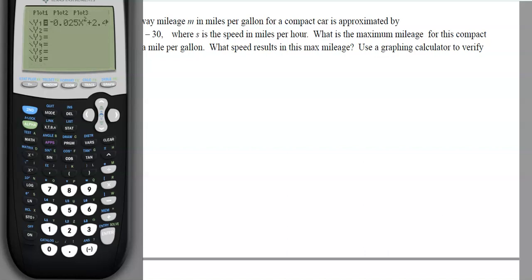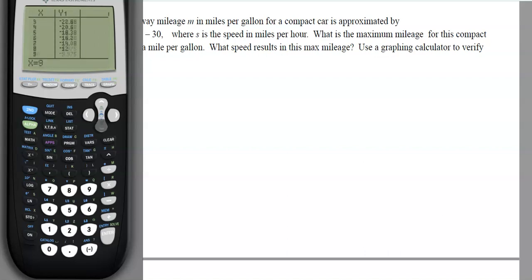Now we could graph it. First I'm going to check out the table. Let's see what my table's set at. I'm going to go second table set. And my table right now is set at negative 30. Let's just start our table at 0, and let's go up by ones. So I'm going to start my speed at 0 and go up by ones, and I want to see what that table looks like. So I'm going to go second table. Remember, x is the speed, y is the gas mileage. So 0, negative 30, that was on our graph.